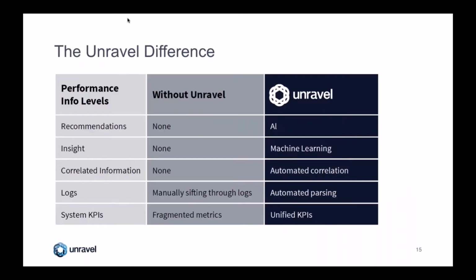So to summarize, where you're looking at fragmented metrics, Unravel will give you unified KPIs. Where you're manually trying to sift through these logs, which may be locked up, and they may be in the hundreds and thousands of screens, Unravel will do that automated parsing and help you get to that cause very, very quickly. And Unravel's got correlated information, and using machine learning and AI, we actually provide you insights about what's going on and recommendations for how to get out of these particular issues. And that's how we are taking a step forward to actually fix all these mission critical workflows that run on every company today that's running big data.